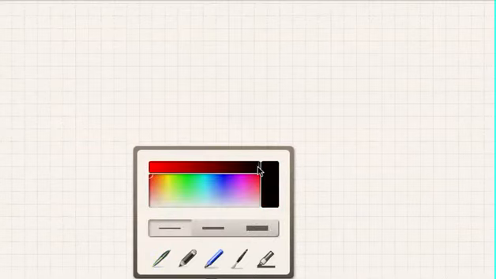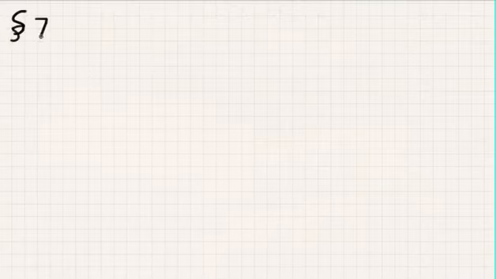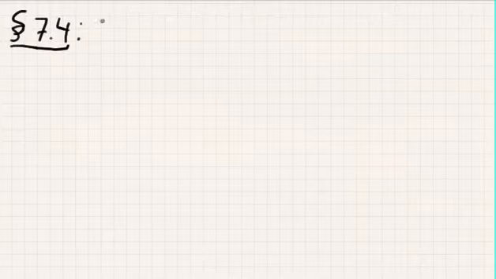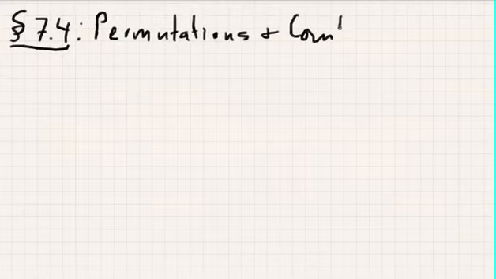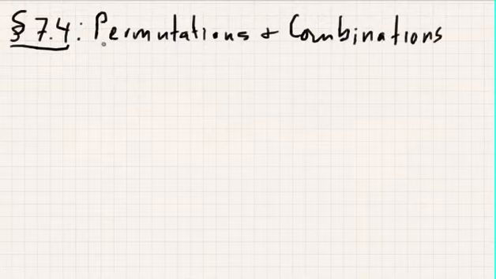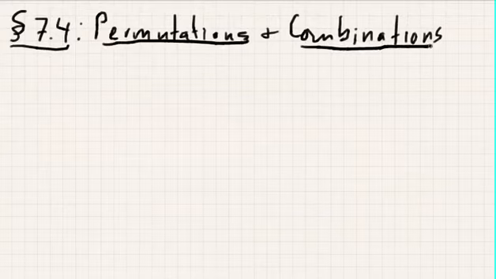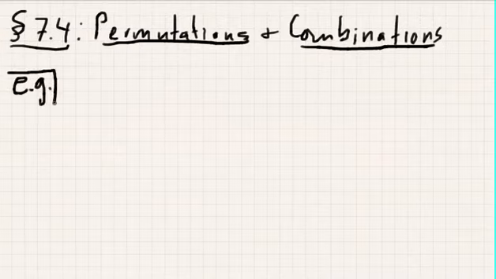Okay, so let's start talking about section 7.4, in which we're going to be talking about two special sorts of counting techniques, which are permutations and combinations. Okay, and these will have very specific definitions, but before we get to those, let me do some motivating examples. For example, let's look at the following problem.